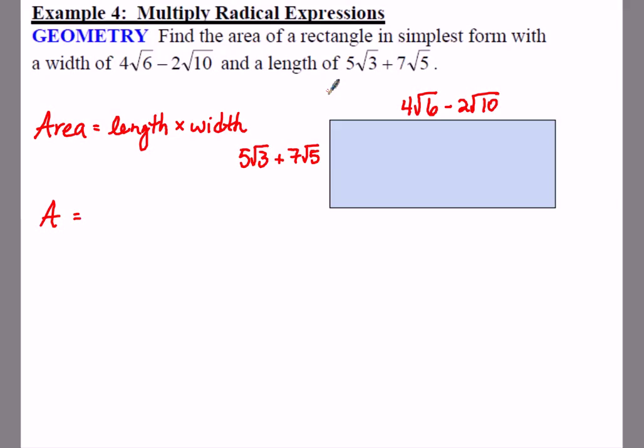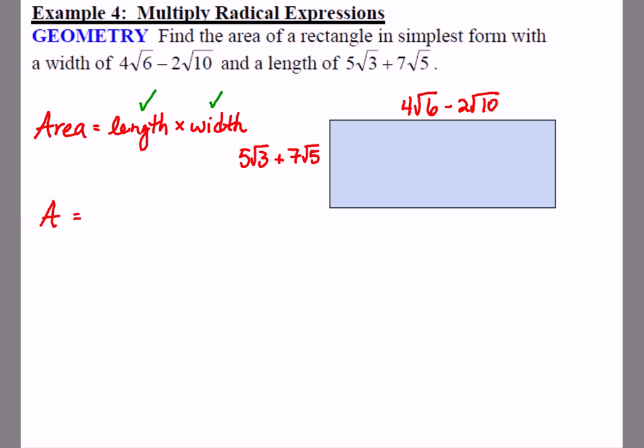So our final example for this lesson is going to be multiplying some radical expressions, but using it in a context of something you've done before. If we want to find the area of a rectangle in the simplest form that has a width of 4 radical 6 minus 2 radical 10, and a length of 5 radical 3 plus 7 radical 5, to find the area, what we have to do is multiply your length times your width.